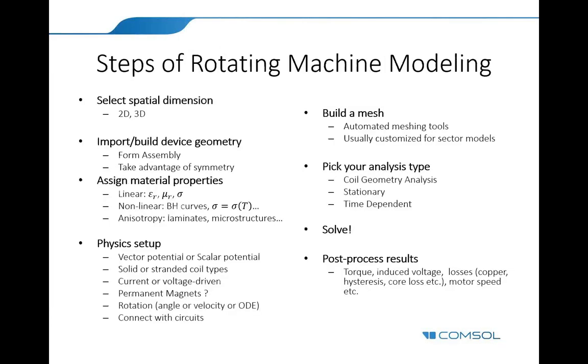So let's go further into the modeling of a rotating machine. These are the key steps, no matter what you are modeling, but more specifically for a rotating machine. First of all, you have to decide what space dimension you want to work with, 2D or 3D. Then in the geometry, you can build your own geometry within COMSOL, or you can import it from other CAD software. But keep in mind that when you import, make sure that you have two separate objects, one for the stator and one for the rotor, and finish the geometry using Form Assembly.